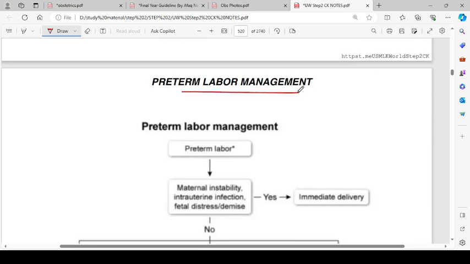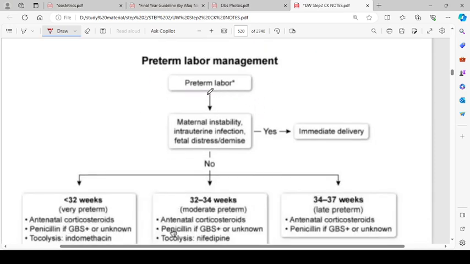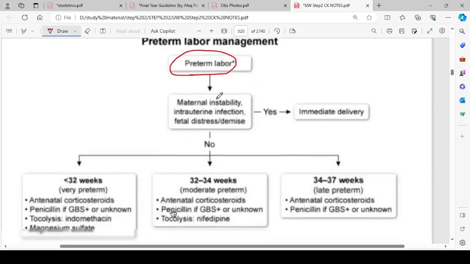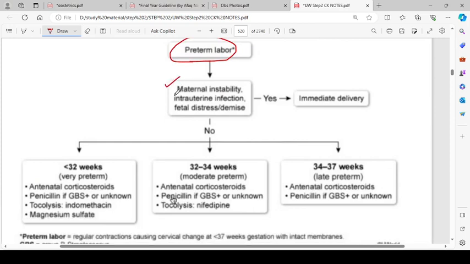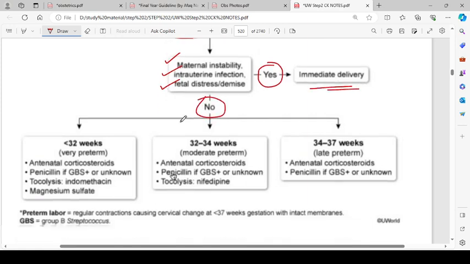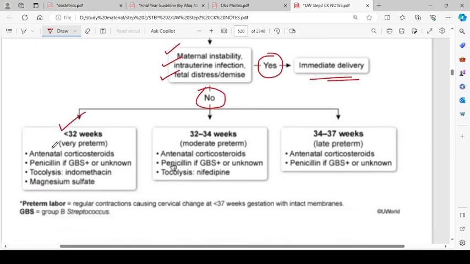Then we have preterm labor management. If we have preterm labor on hand, we check for maternal instability, intrauterine infection, and fetal distress or demise. If yes, immediate delivery is recommended. If no, then if it is less than 32 weeks, it is very preterm. Antenatal corticosteroids, penicillin if group B streptococcus or unknown, tocolysis by indomethacin and magnesium sulfate.